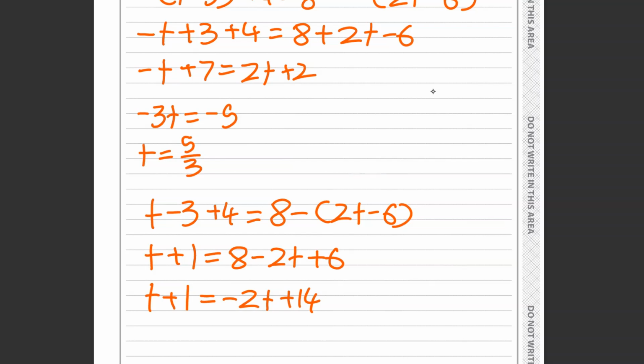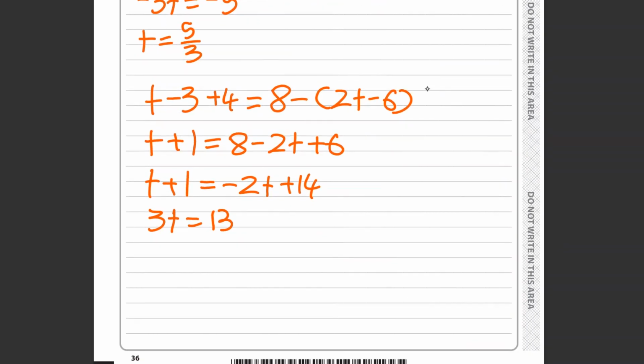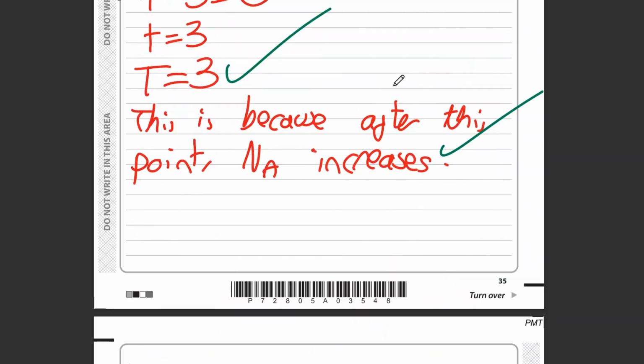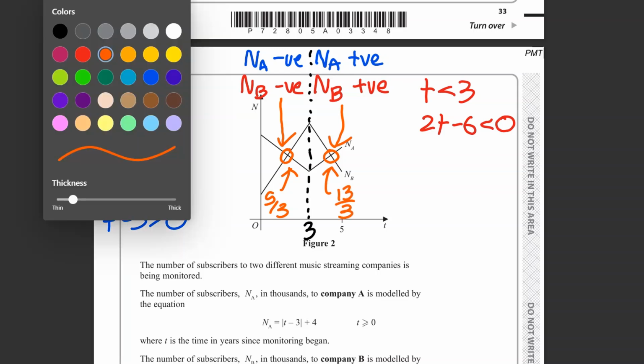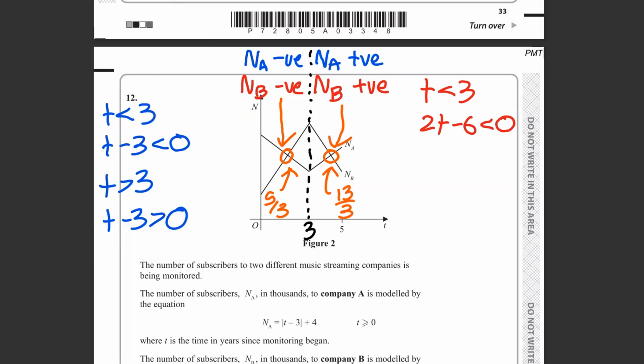If we move this minus 2t onto the other side, it becomes 3t, and if we move this plus 1 onto the other side, it becomes 13. So divide both sides by 3, and we get that t is equal to 13 over 3. So if we look at this here, this is where t is equal to 13 over 3. Now remember that NA is bigger than NB here and here. So this section in purple is before this 5 over 3. So this is where t is less than 5 over 3.